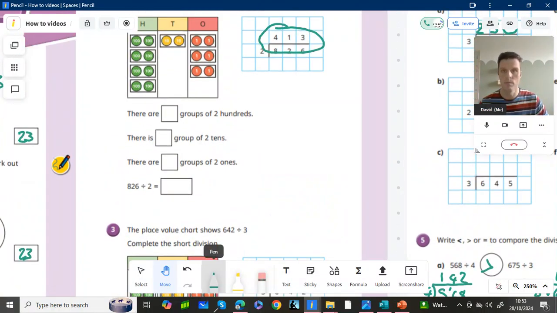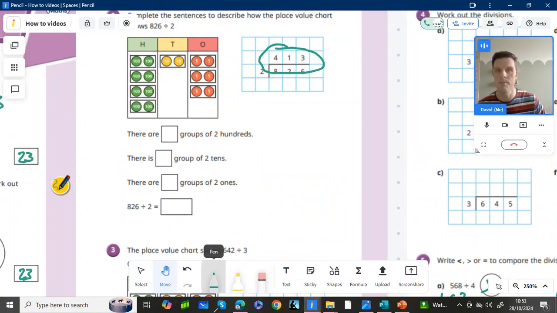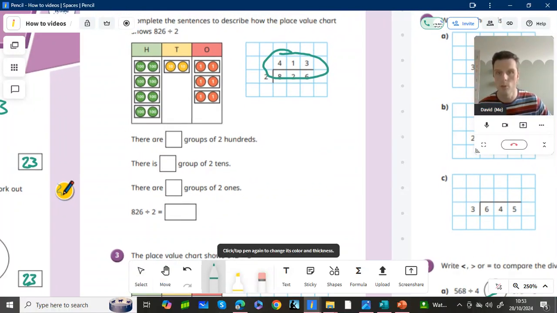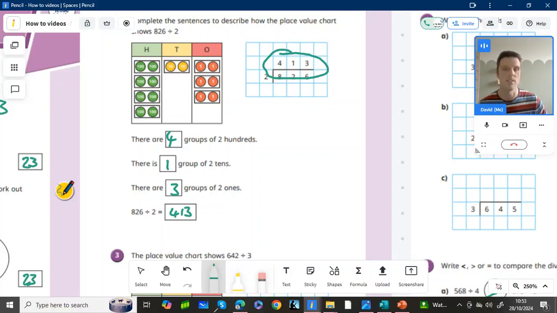Oops, sorry. So going here, as you can see, there are four groups of 200s, 1 group of 2 10s, and 3 groups of 2 1s. So the answer is 430. You just literally put the digits together.